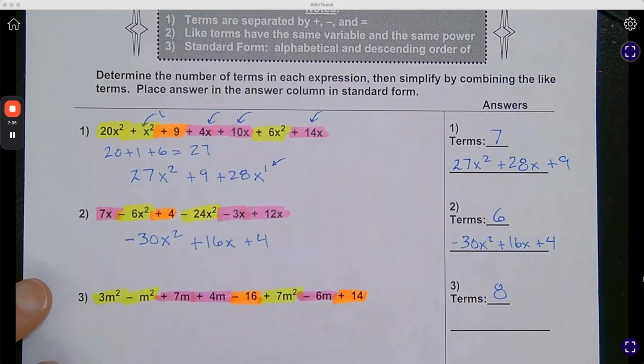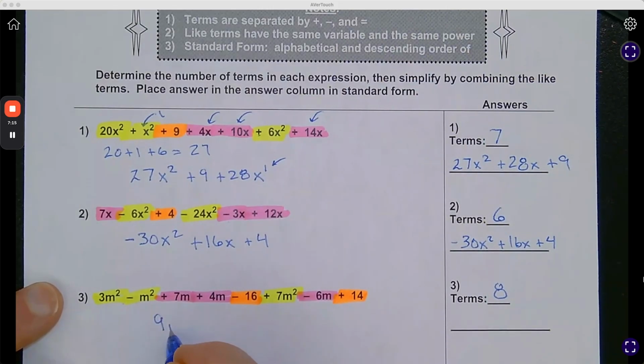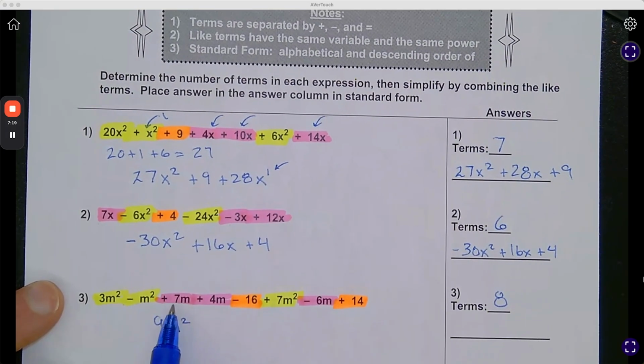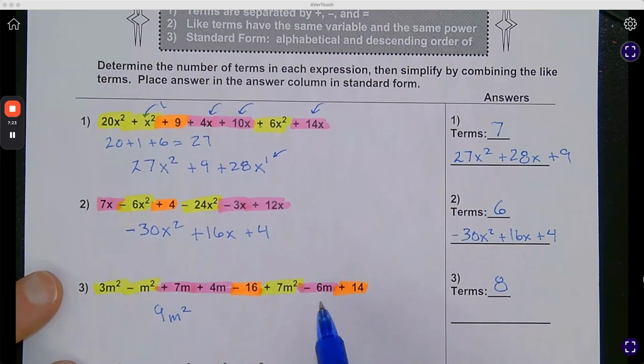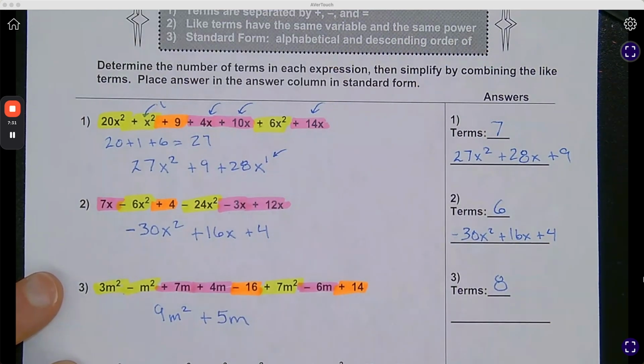Let's look at our m squares. I got 3 minus 1. What's 3 minus 1? That's 2 plus 9, or plus 7 is 9. Darn it, I gave it away. 9m squared. Now let's look at our m's. 7 plus 4, 11. Good job. Minus 6 is 5. All right, hopefully you're able to do that mentally. If not, you just need to practice and it'll get better.